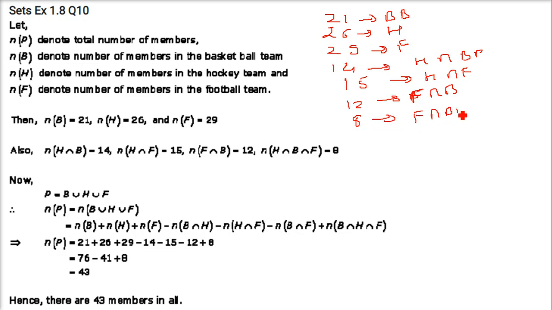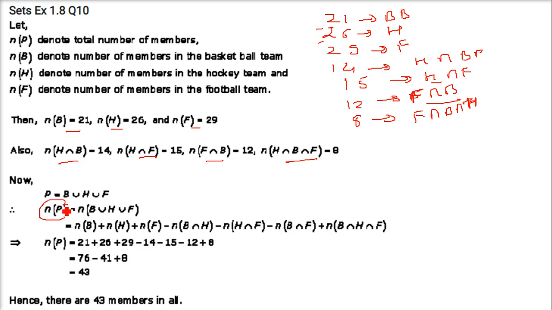So 8 is F intersection B intersection H. So we have H intersection B, we have H intersection F, we have F intersection B, and we have F intersection B intersection H. N(B), N(H), N(F) are also known. So we have to find how many members there are in all.